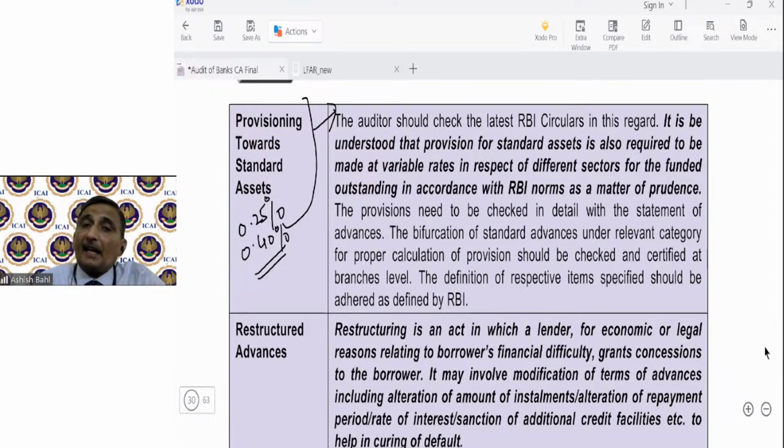So clear. Another distinctive point in the balance sheet of the bank: provision is also made in respect of standard assets, although it is a very minuscule percentage. So this point you have also to remember. Okay.